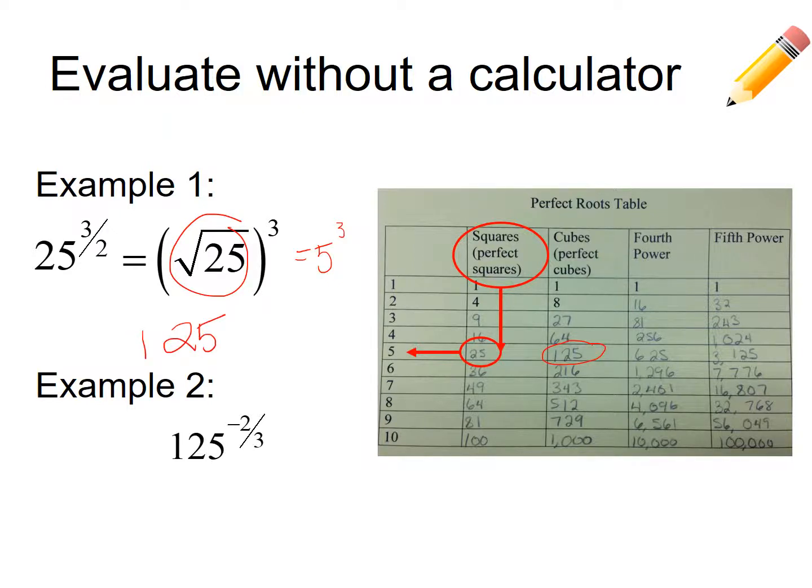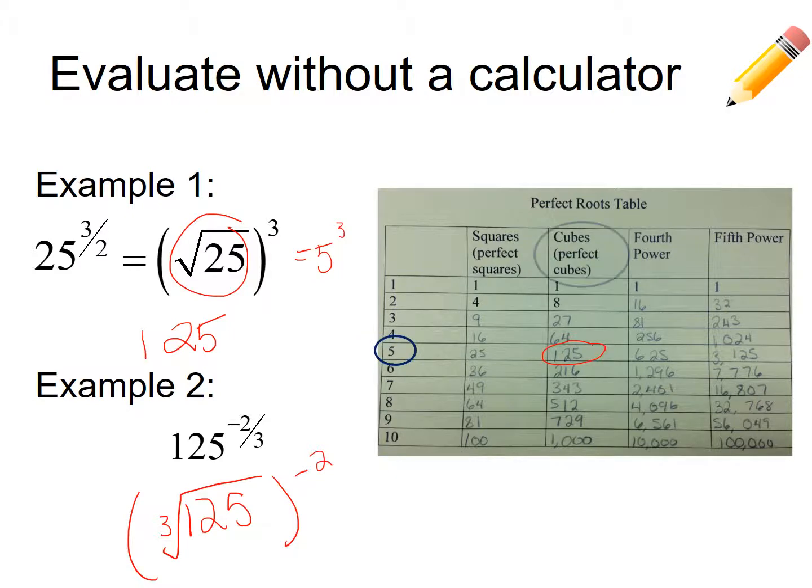Okay? And in example 2, now we have 125, and we have the cubed root of that, and we're raising all of that to the negative 2. So if we look in our perfect cubes list, we know that the cubed root of 125 from the previous problem is 5. So this becomes 5 all raised to the negative 2. So that's how we used our perfect roots table.